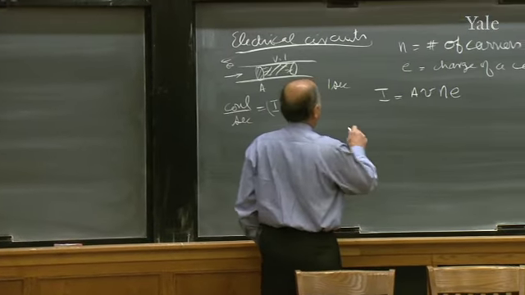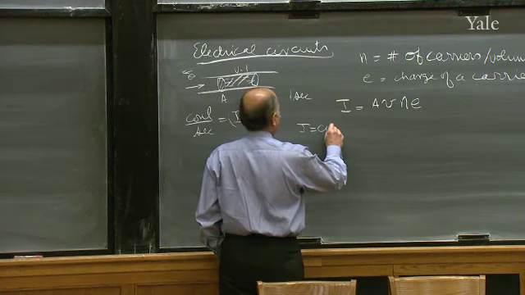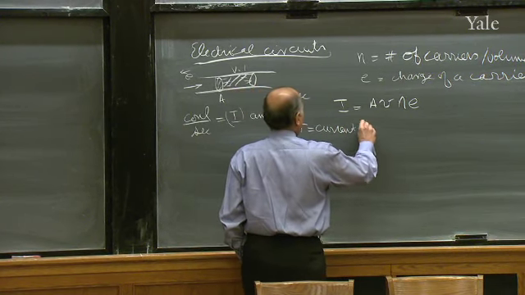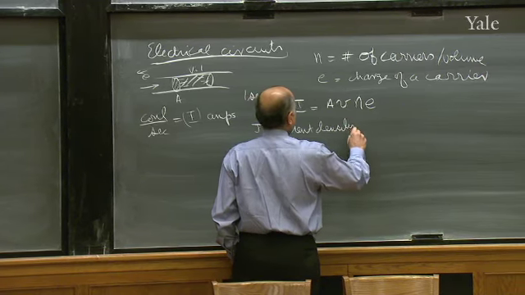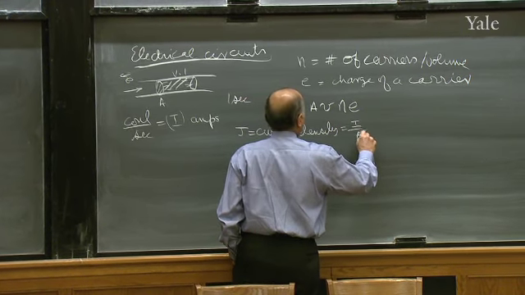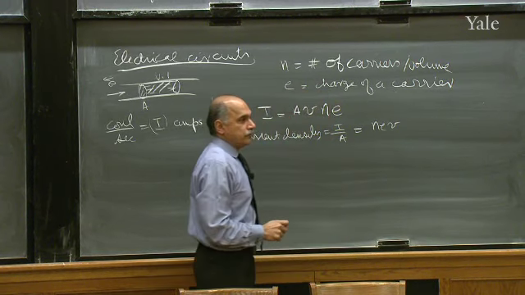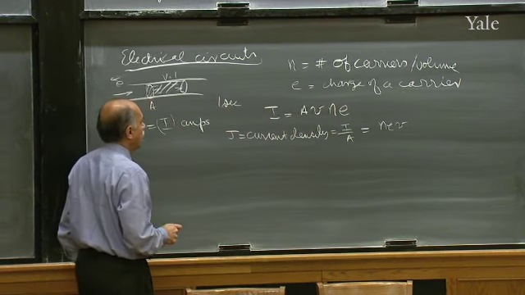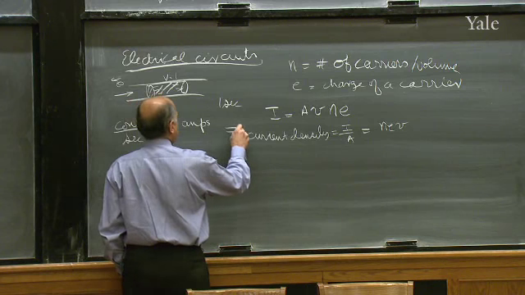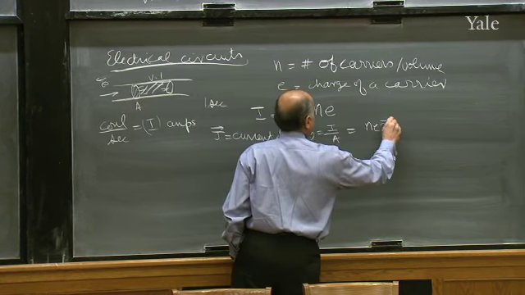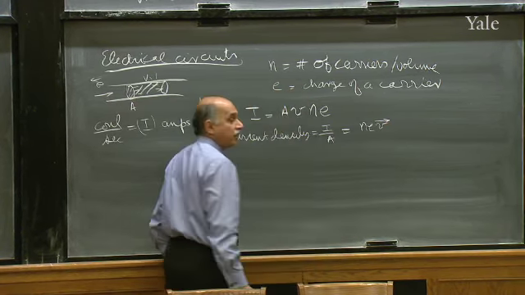So we like to define a quantity called the current density, which is the current per unit area. That will be equal to nev. And actually, current density is a vector. So if you want, because the velocity is a vector, you can make it a vector like that.